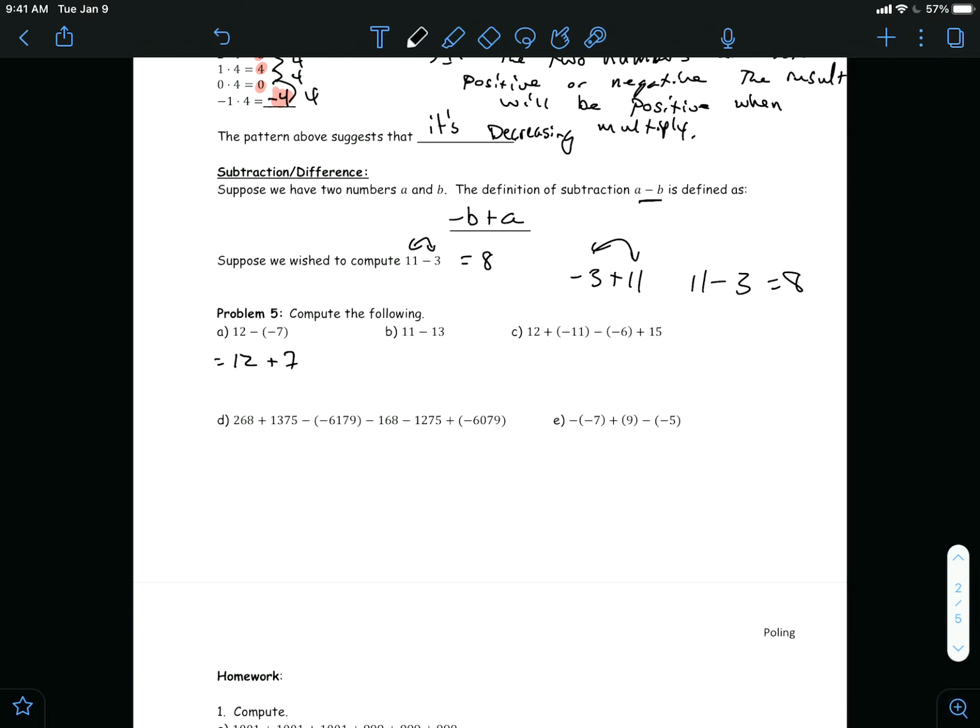Okay, but equal signs is a big one. If you write something, you've got to carry it down. You've got to tell me it's equal. So what's 12 plus 7? 19. Yeah. Okay. Are we happy?